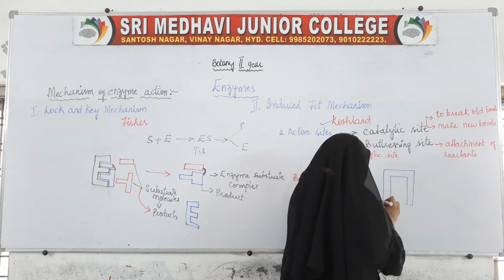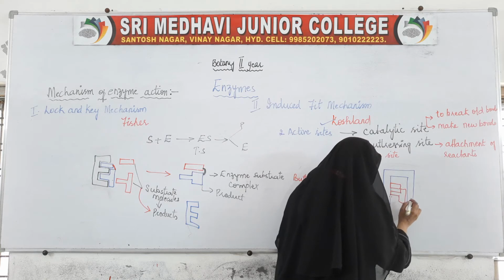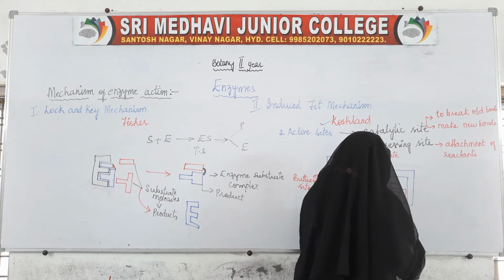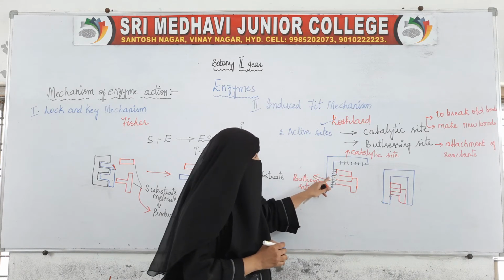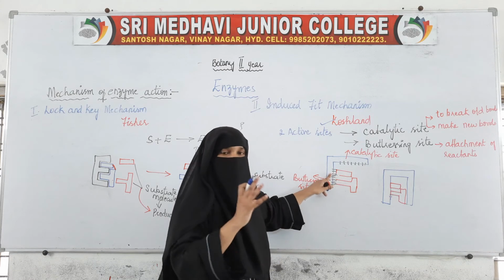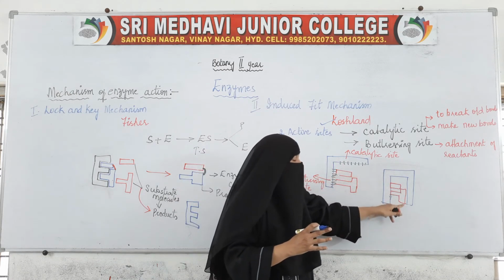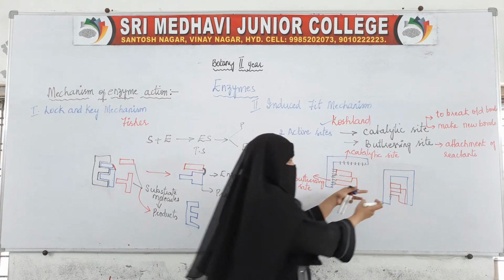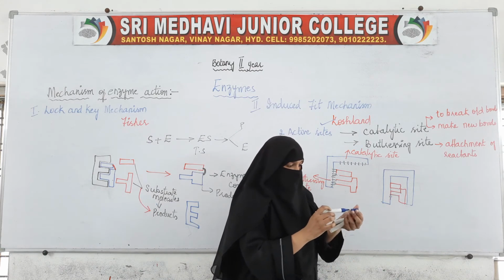So this is your reactant, this is your reactant 1, this is your reactant 2. As soon as these reactants or substrates come and attach themselves to the binding site, something is triggered inside the enzyme which makes the enzyme change its shape, so that both the substrates fit inside it.